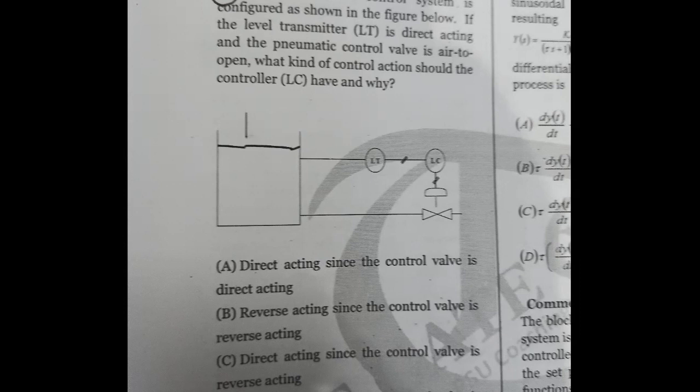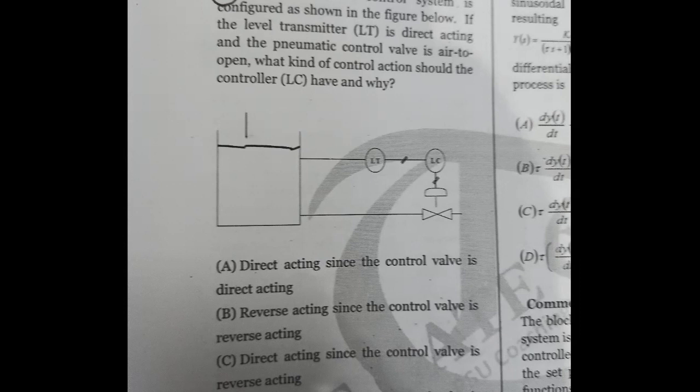So you can read the question. Liquid level control system is configured as shown in the figure. If the level transmitter is direct acting, that is, what is the meaning of direct acting for level transmitter? Plus minus concept is, right?